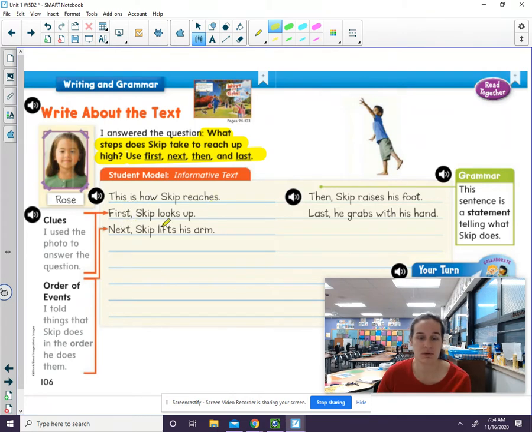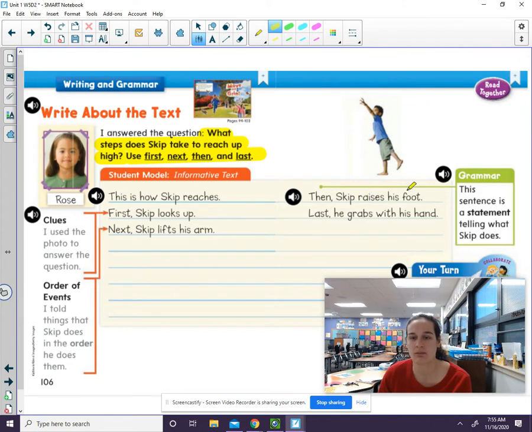First, Skip looks up. She had to use clues from the story. And the clues she used were from the photograph, because the text doesn't tell how Skip looks up. So she used the photograph to see, oh, Skip is looking up. Next, Skip lifts his arms. So she had to think about which order he had to do things. First he looked up, then he reached his arm up. So that's why that's the next thing.